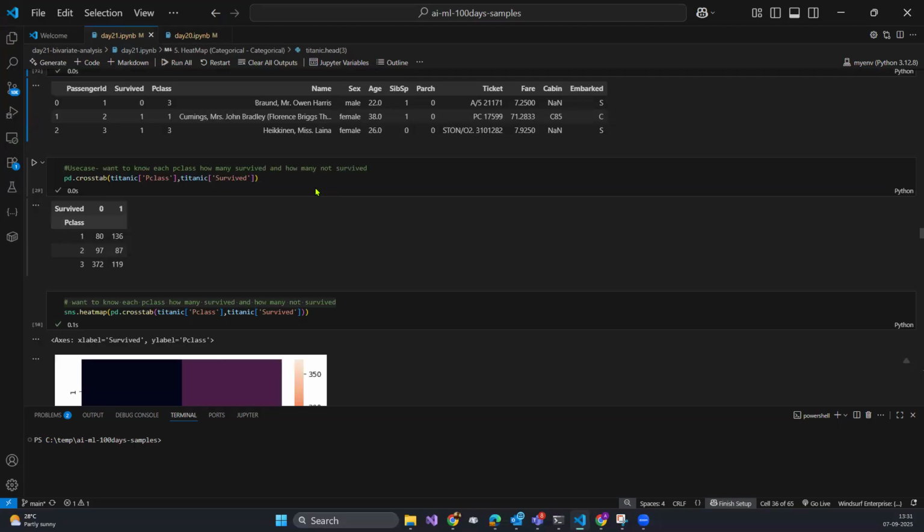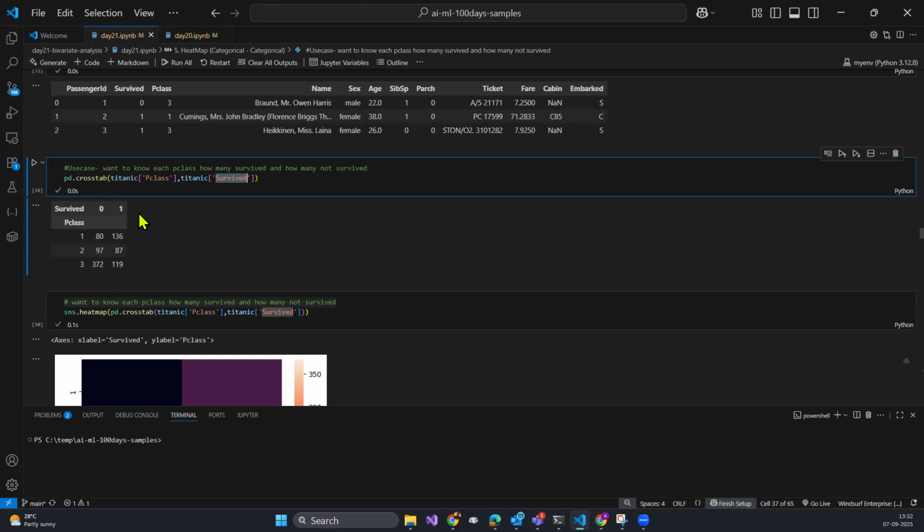And here, we would like to know how many survived or how many did not survive in each passenger class. So for this, if I say pandas, create a cross tab for the Titanic dataset, take this pclass and survived, it creates this cross tab.